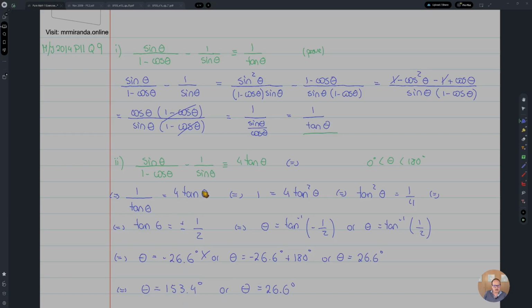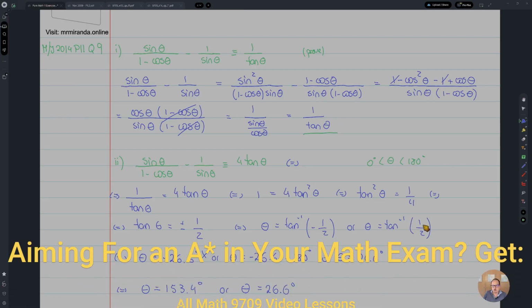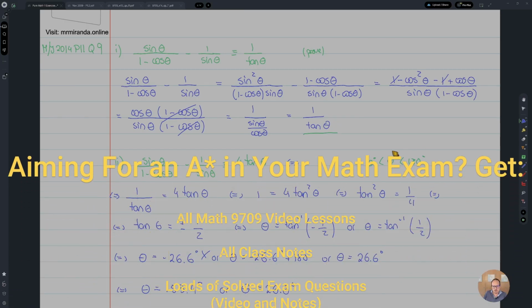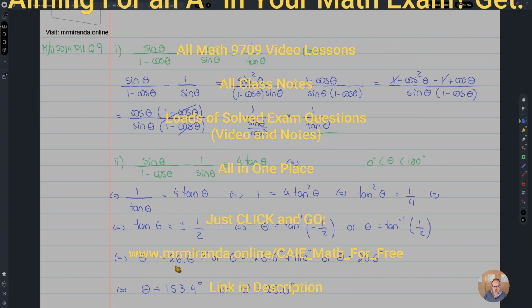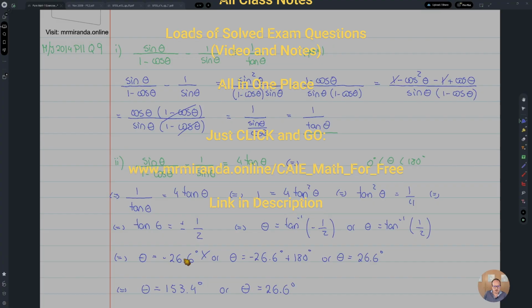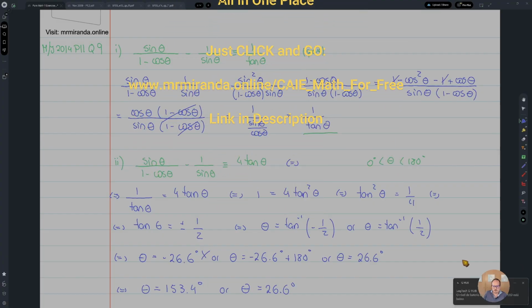Obviously, you are going to send this to that side, okay? And then you just solve it. 4 goes over there. So the tan of theta is going to be plus or minus the square root of 1/4, which is 1/2. So the theta is going to either be tan inverse of minus 1/2 or tan inverse of 1/2. Keep an eye on the interval from this moment onwards. In a calculator, this is going to be the result that you are going to have. Obviously, this is below 0, so it doesn't matter, okay?